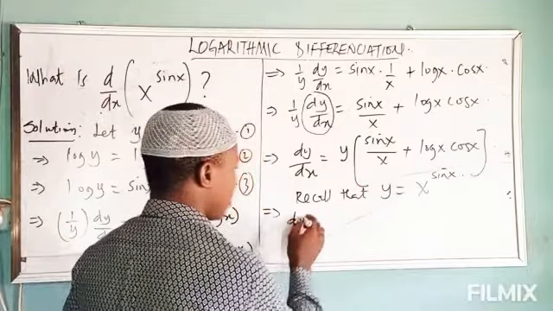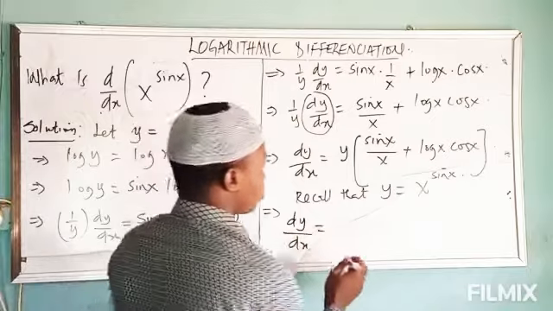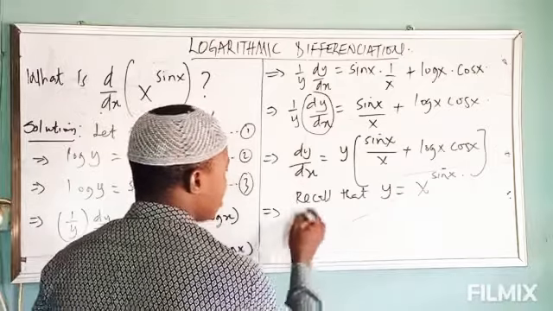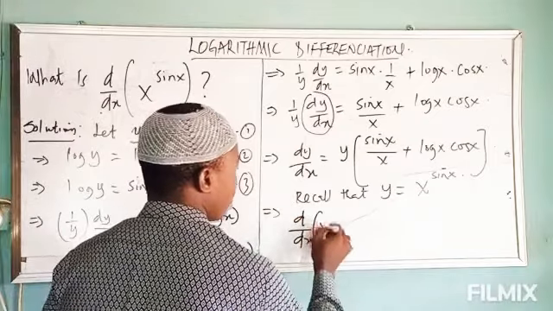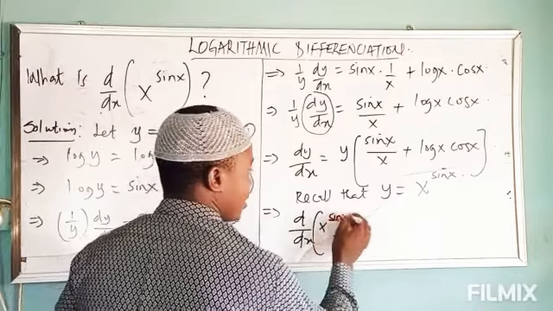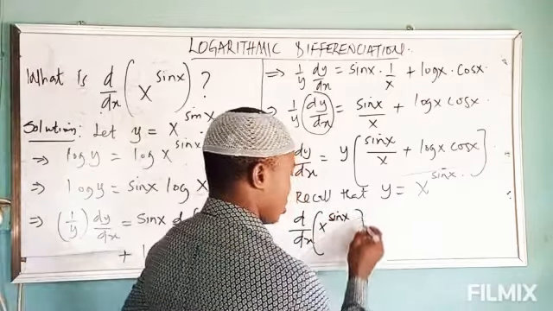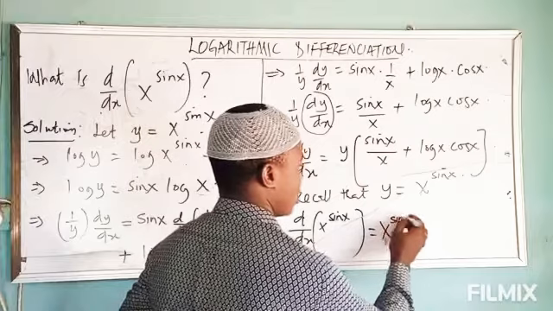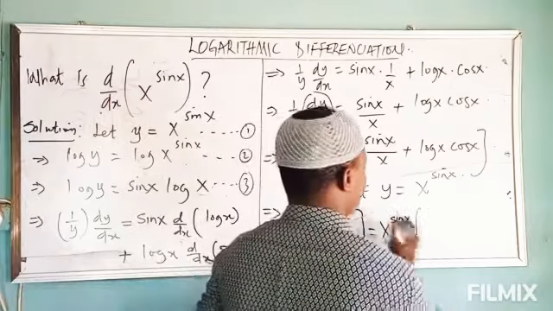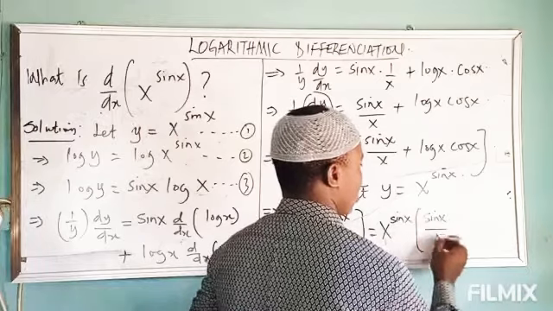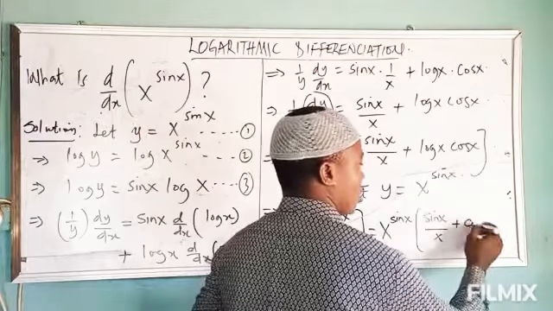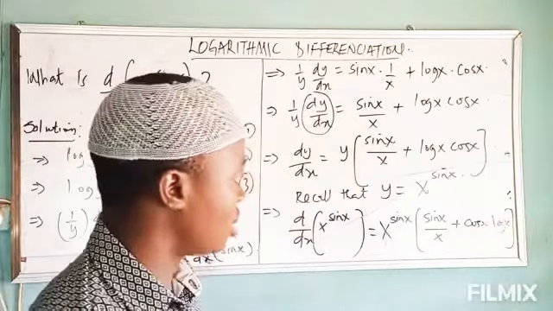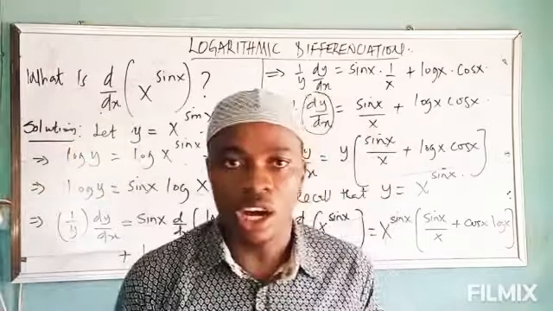So we have, finally you have dy dx to be equals to, finally we have ds of x sine x to be equals to, what is our y? S sine x into bracket sine x over x plus cos x log x. So that is the final answer to the problem we have on the board.